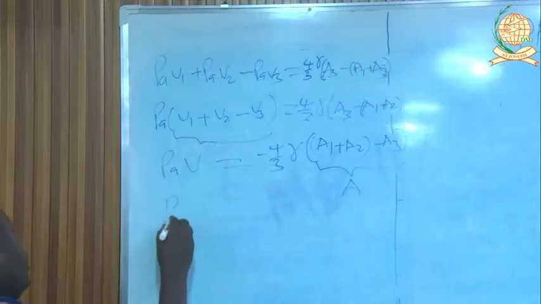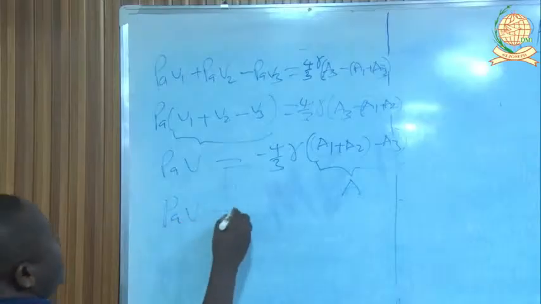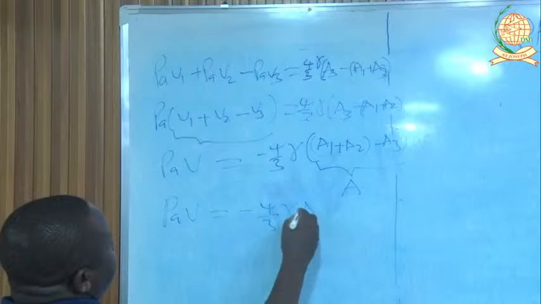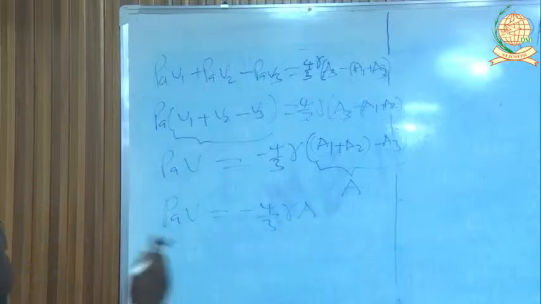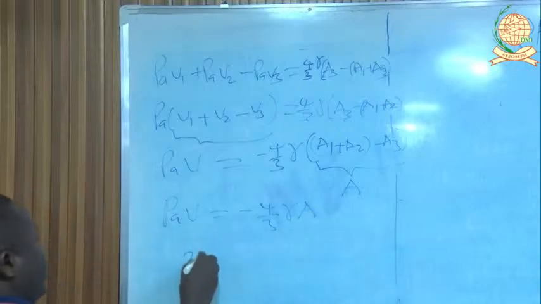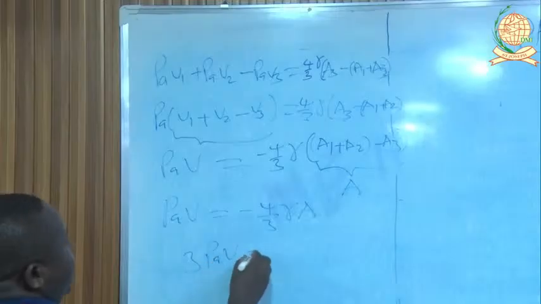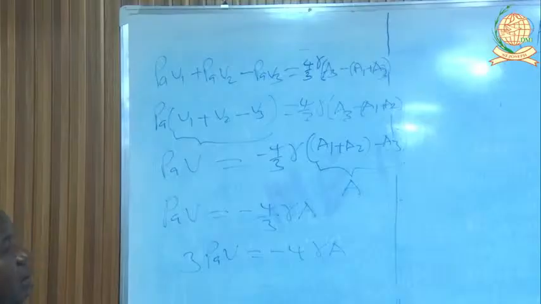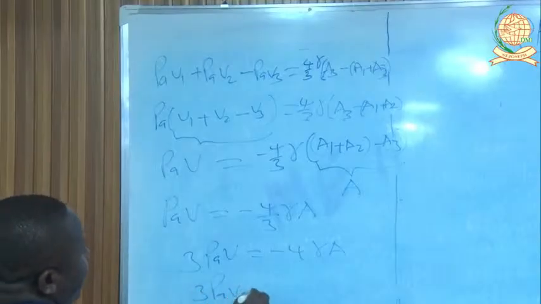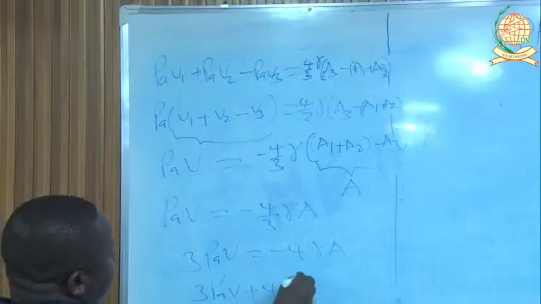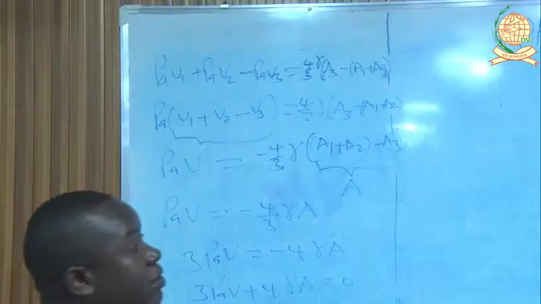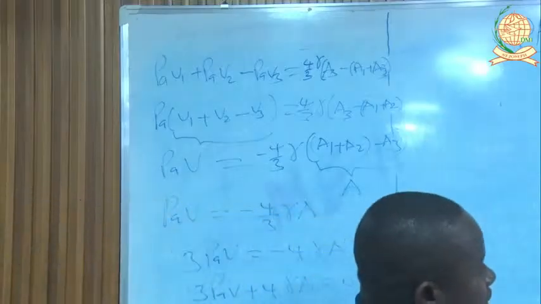So now PAV equals to minus 4 over 3 gamma times A. So you multiply by 3, PAV equals to minus 4 gamma A. Taking gamma to the other side, then 3 PAV plus 4 gamma A equals to 0, which is the required expression.